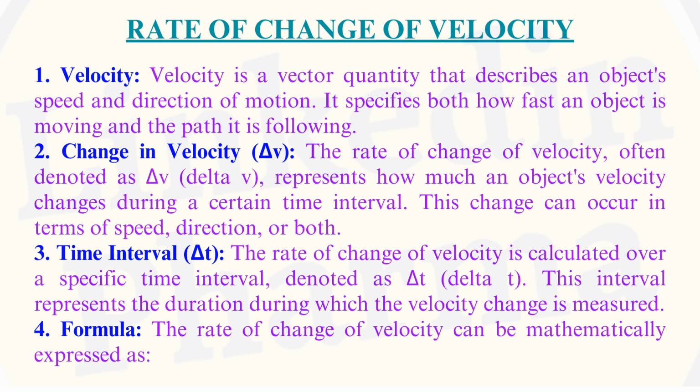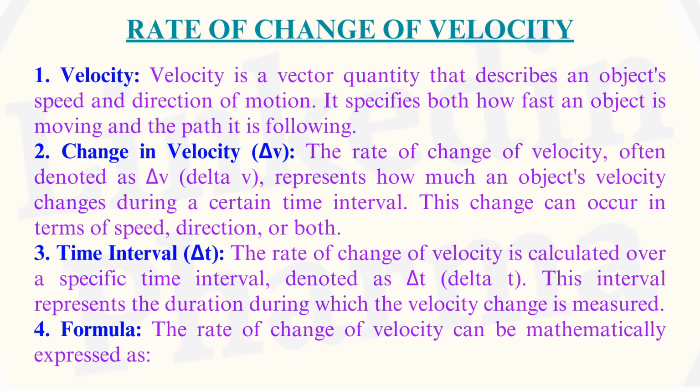Rate of change of velocity. 1. Velocity. Velocity is a vector quantity that describes an object's speed and direction of motion. It specifies both how fast an object is moving and the path it is following. 2. Change in velocity, delta v. The rate of change of velocity, often denoted as delta v, represents how much an object's velocity changes during a certain time interval. This change can occur in terms of speed, direction, or both. 3.